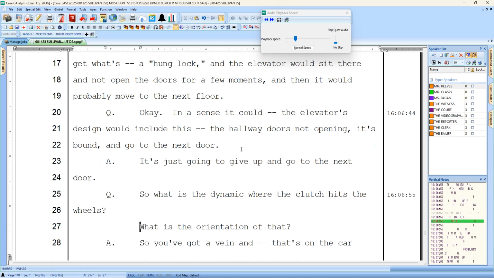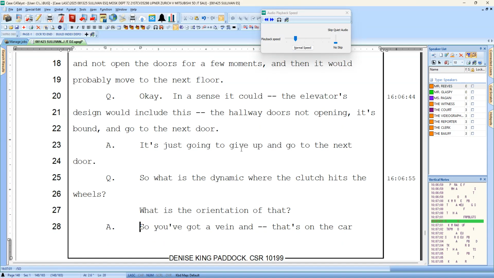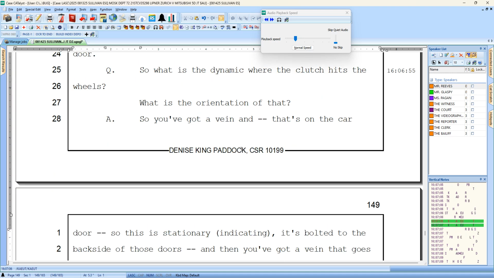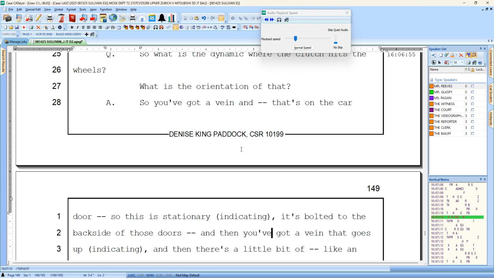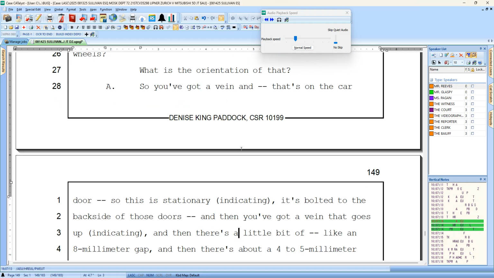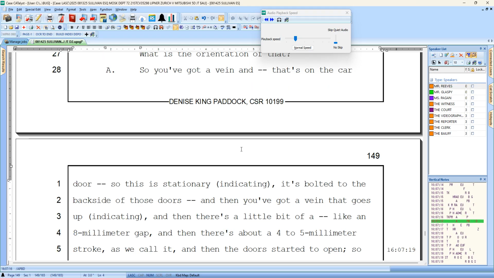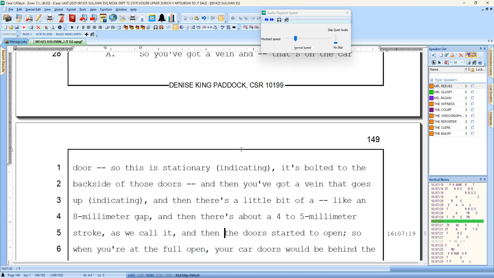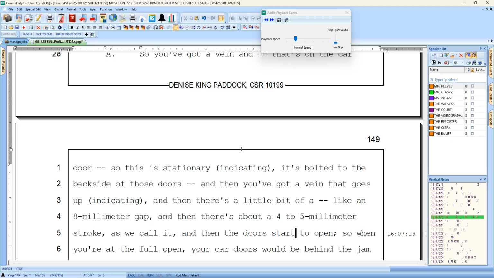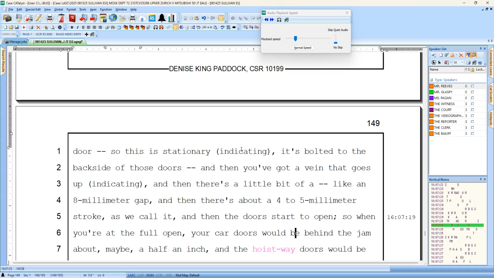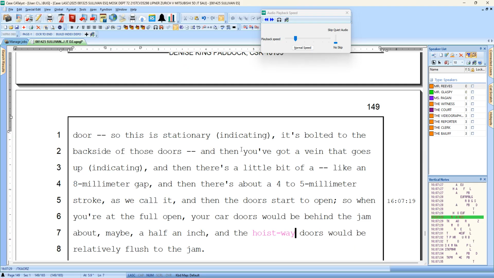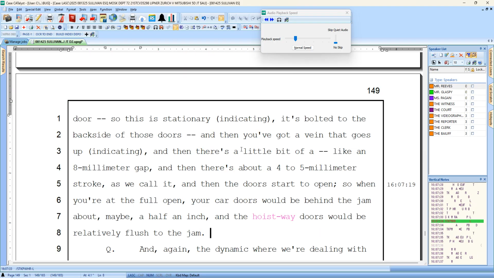What is the orientation? So you've got a vane, and that's on the car door. So this is stationary, it's bolted to the back side of those doors. And then you've got a vane that goes up. And there's a little bit of like an 8 millimeter gap, and then there's about a 4 or 5 more millimeter stroke, we would call it, and then the doors start to open. So that when you're at the full open, your car doors would be behind the jamb about maybe half an inch, and the hoistway doors would be relatively flush to the jamb.